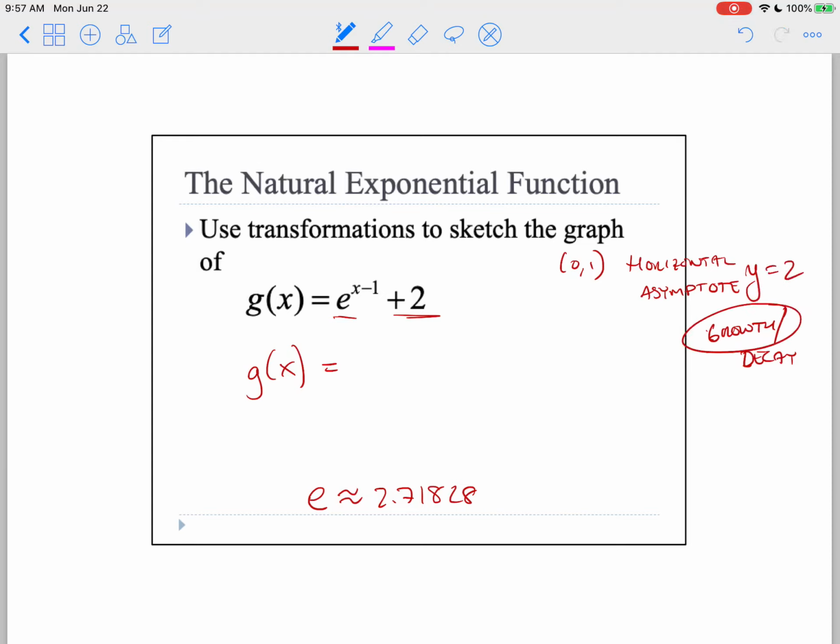Okay, the horizontal asymptote is shifted up 2 from normal. Okay, and 0, 1 has been shifted 1 to the right. So it's actually going to be 1, 1 is the point that I'm going to plot. So let's go to my graph.